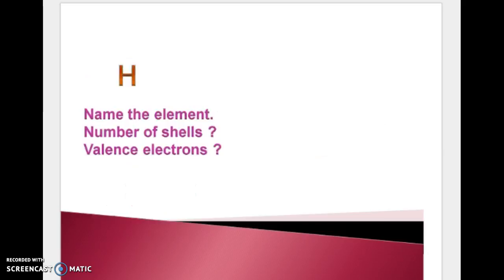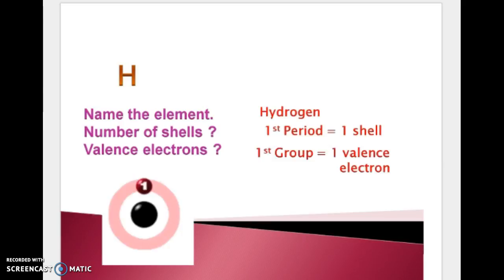This is a tricky element. Sometimes it seems to be the easiest one, but it's actually not. So go ahead and pause that one. And hopefully when you unpause, you figured out that's hydrogen. It's in the first period, so only 1 shell. It's also in the first group, so only 1 valence electron.